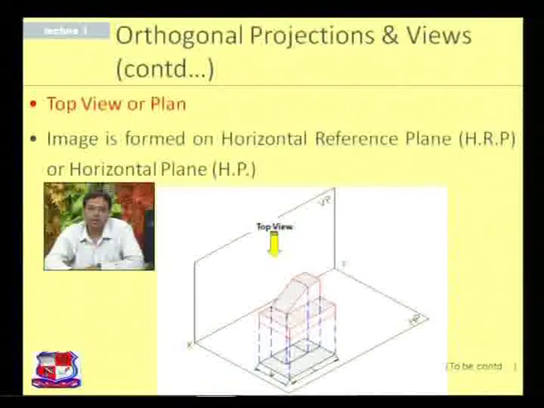Now, when an observer sees from the top, the image obtained is said to be the plan. So when the observer observes the object from the top, that is from the top view, that image is said to be the plan, right?